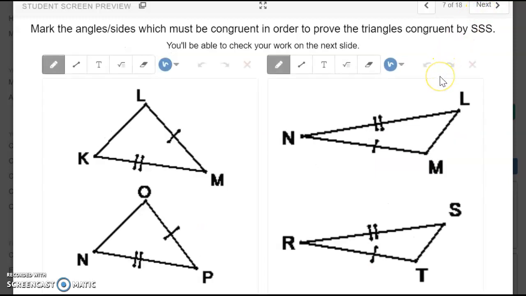All right, so mark the angle sides that must be congruent in order to prove the triangle congruence. The triangle is congruent by side, side, side. So I have one side, two side, and so I need the third side. Okay, and on one side, two, and 1, 2, 3. So I have all three sides, side, side, side, that are congruent.